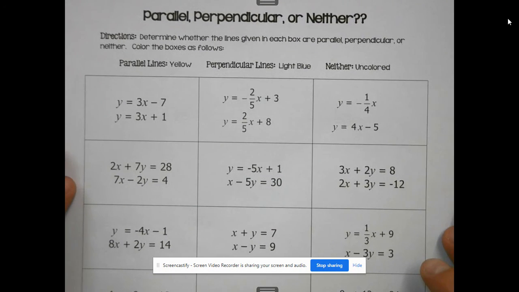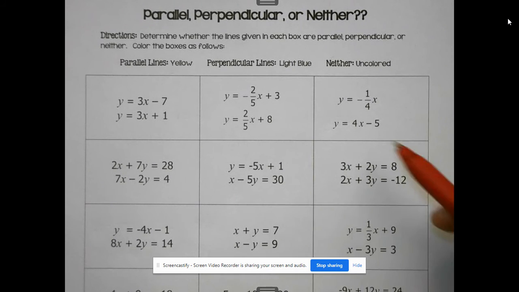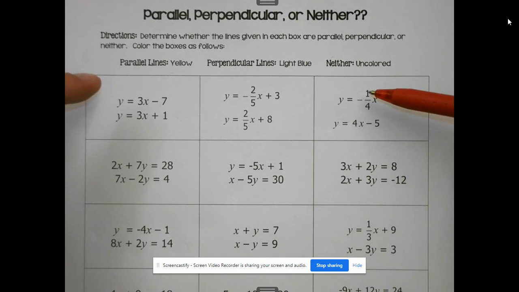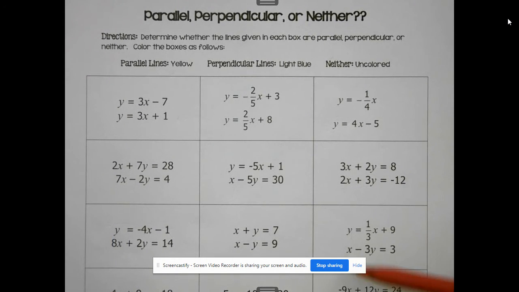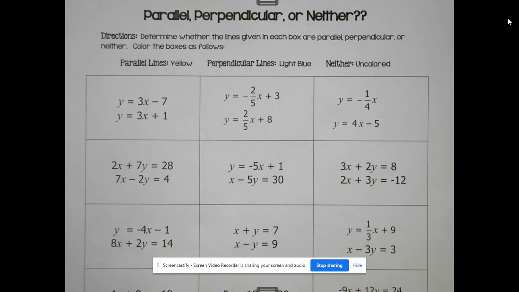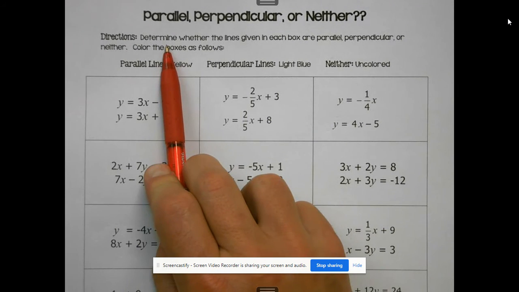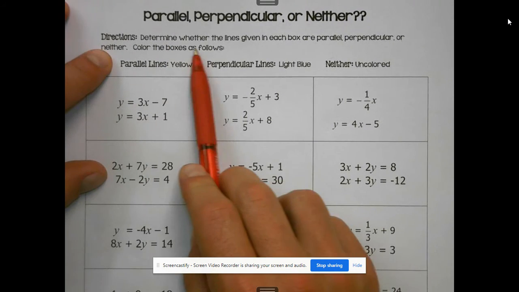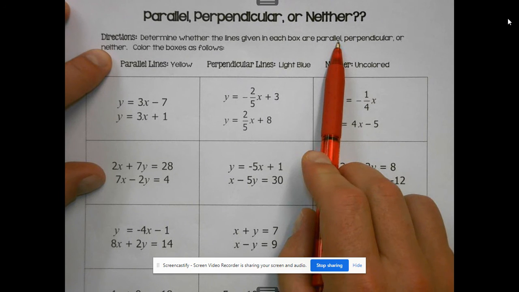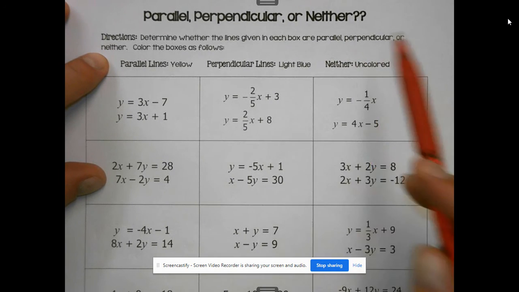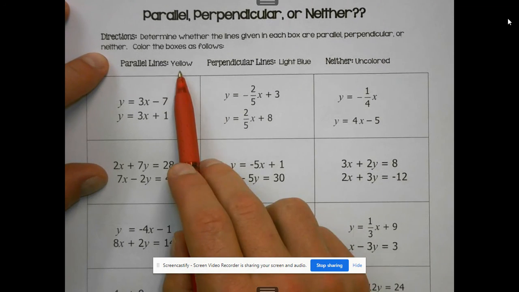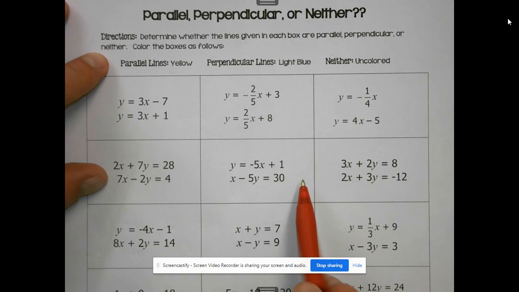This next page, for time's sake, I'm only going to concentrate on the middle columns. If you would like to check out your notes, they will show you how they're worked out for the outside columns. But for right now, time's sake, we're just going to do the middle ones. Directions, I determine whether the lines in each box are parallel, perpendicular, or neither. And then if you guys wanted to, you could color them in, but we're just going to put what they are in the corners here.